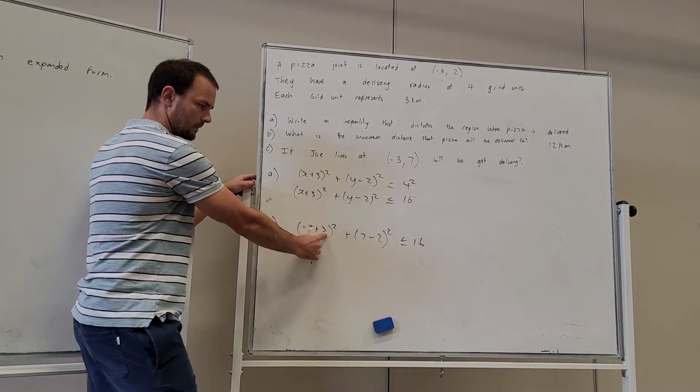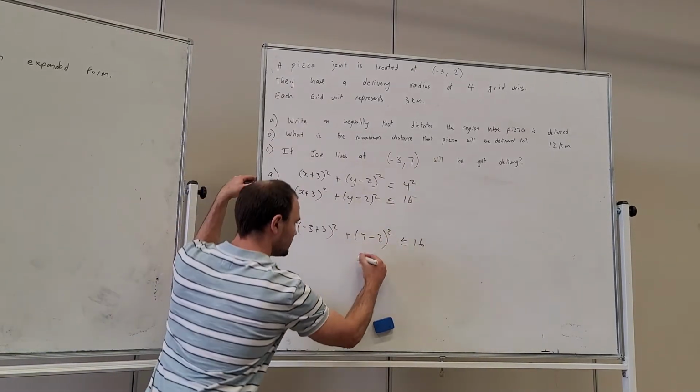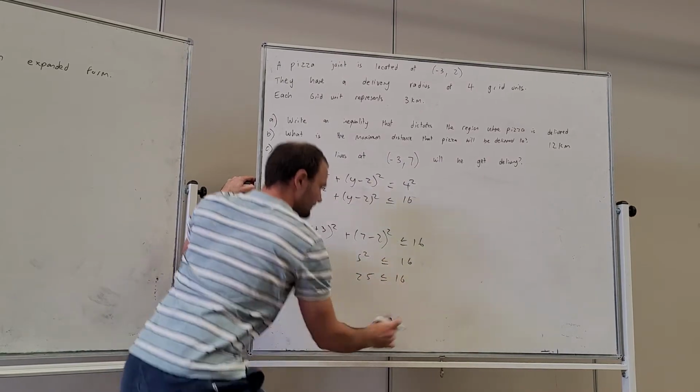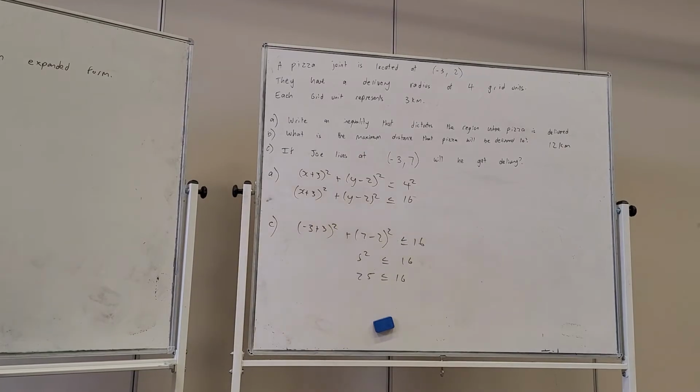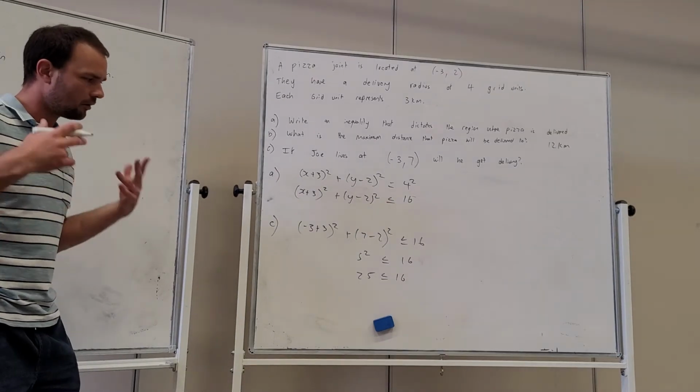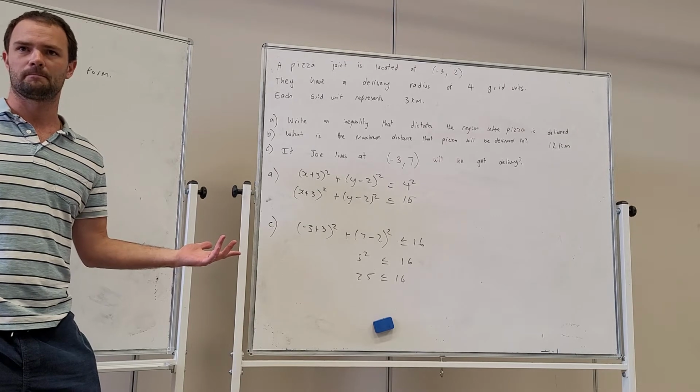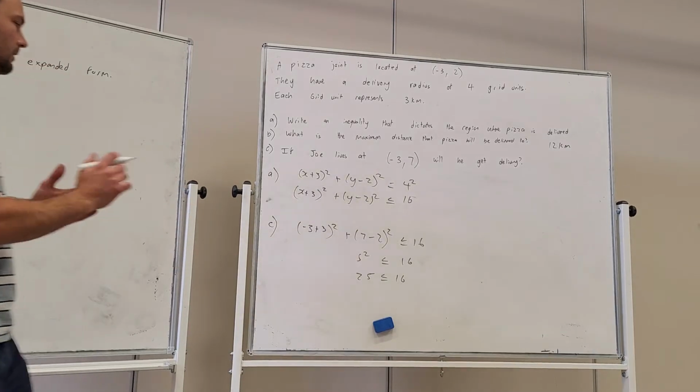That's 0. And then here I've got 5 squared. And so I've got 25. Okay, now 25 is not less than 16, which means Joe is outside of the region that gets free delivery. Okay? Now a follow-up to that might be, how far away is he from getting free delivery? How far is it from getting free delivery?